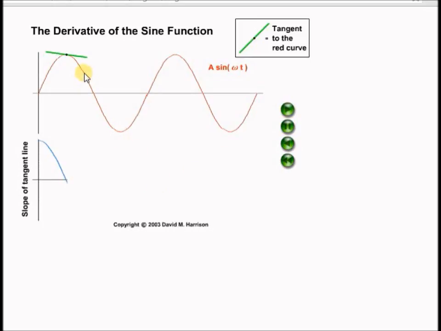Okay, and notice at the top, if this was completely horizontal, if I was able to stop it right at its maximum, that tangent line would be horizontal, which means that it's a slope of 0, which means that the derivative function should be going through the x-axis because y is 0 at that point. So, just a little animation to show us why the derivative of sine is cosine.